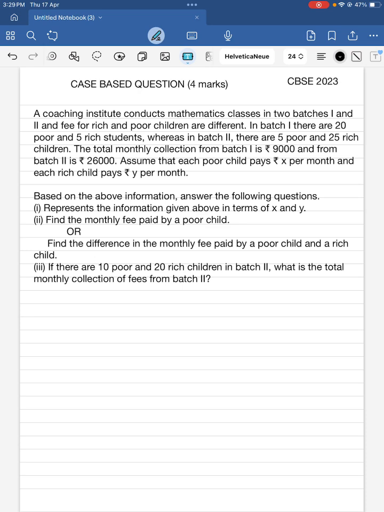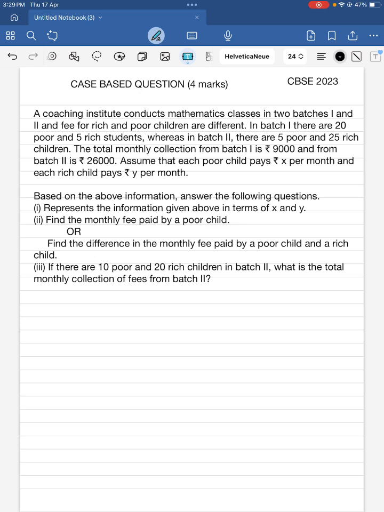different. In batch 1, there are 20 poor and 5 rich students, whereas in batch 2, there are 5 poor and 25 rich children. The total money collection from batch 1 is rupees 9,000 and from batch 2 is rupees 26,000. Assume that each poor child pays rupees X per month and each rich child pays rupees Y per month. Based on the above information, answer the following questions.